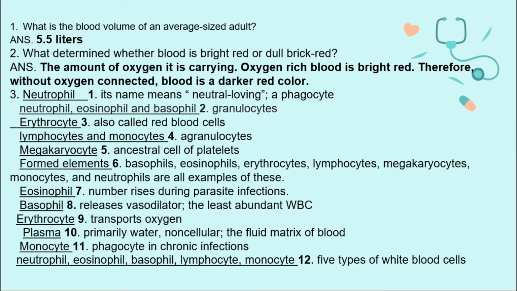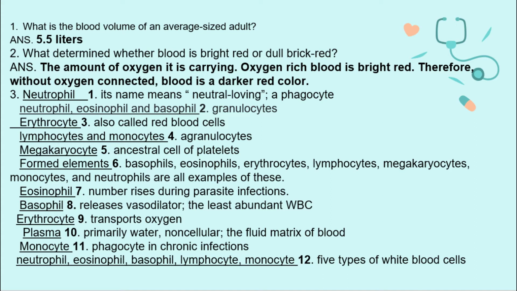For number 1 question, its name means neutral loving, a phagocyte. Our answer is neutrophil. Number 2, granulocytes. Our answers are neutrophil, eosinophil, and basophil. For number 3, also called a red blood cell. Our answer is erythrocyte. Number 4, agranulocytes. Our answers are lymphocytes and monocytes.